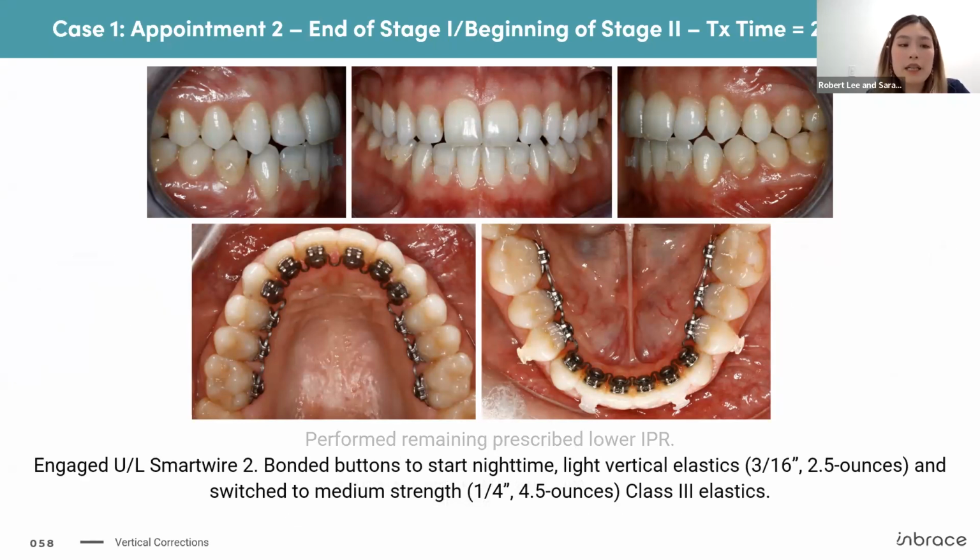So we went ahead and engaged the upper and the lower SmartWire 2. We bonded buttons to start nighttime light vertical elastics because we are now in SmartWire 2. We used 3/16 inch, 2.5 ounces. And then for the class 3 elastics, since we're now in SmartWire 2, we switched to medium strength, 1/4 inch, 4.5 ounces to continue those class 3 elastics.